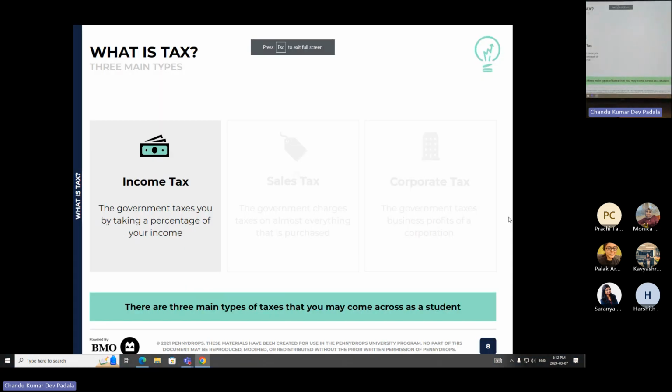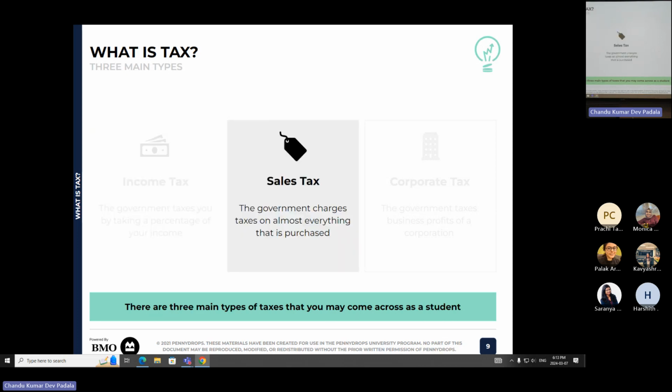Okay, so the first type of tax is the income tax. The government takes a percentage of your income. The next one is a sales tax. Essentially, it's tax added on to pretty much anything.